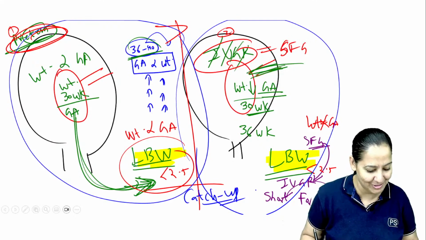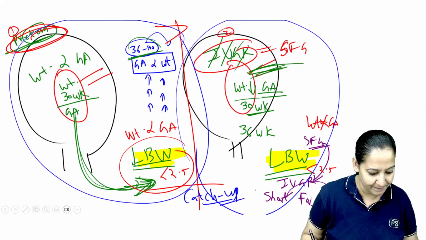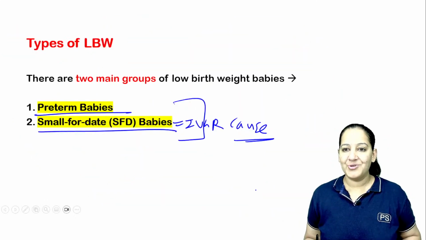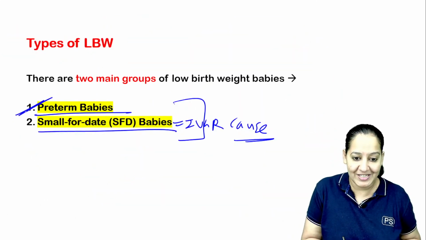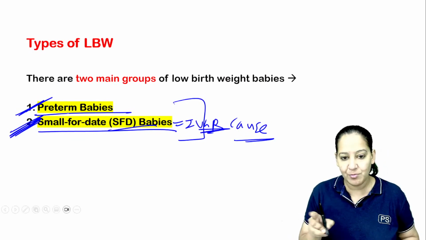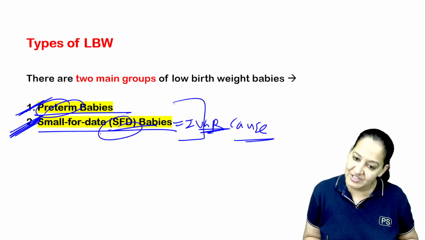Okay, so I tried my best to explain to you. Give me a thumbs up, you got it? Okay, so those are the two types of LBW. So tell me, what are the two types of LBW, please? Number one, preterm. Number two, short for gestational age, also known as IUGR. Which is more common? Preterm is more common. SGA is second most common.